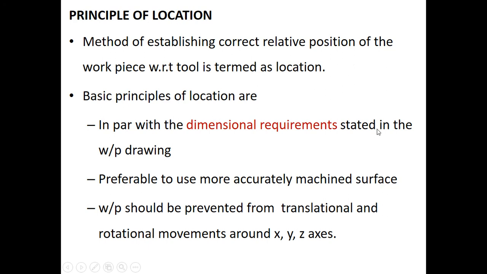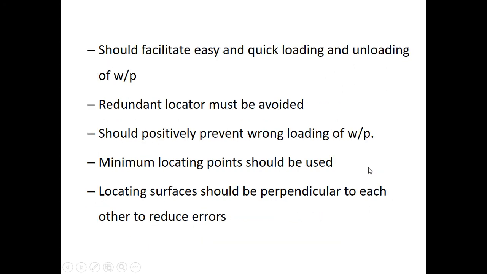And the fourth point would be, it should facilitate easy and quick loading and unloading of the workpiece. Next point, a redundant locator must be avoided. The locator which is used for locating the workpiece, if it is not useful, you have to avoid it, and it should positively prevent wrong loading of the workpiece. Minimum locating points should be used while you locate the workpiece for machining.